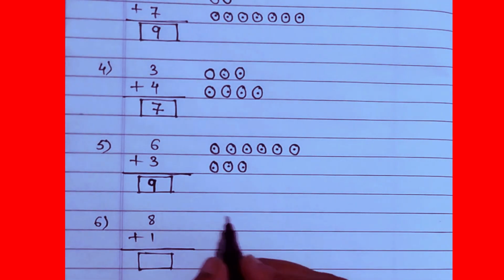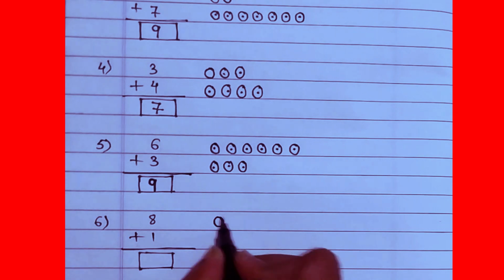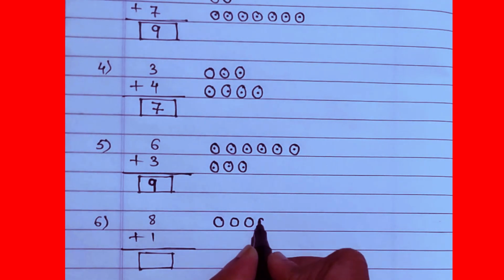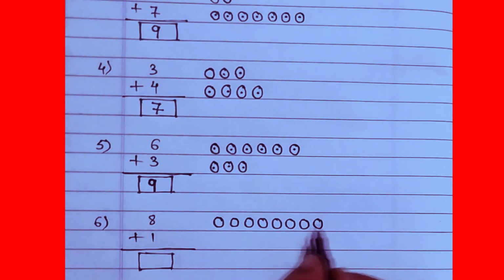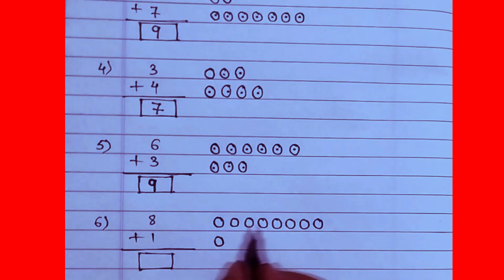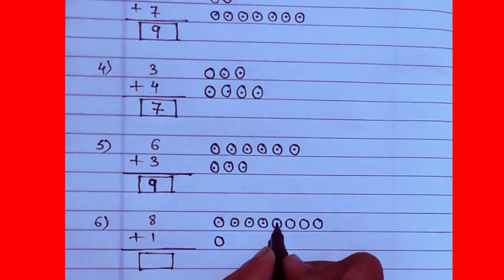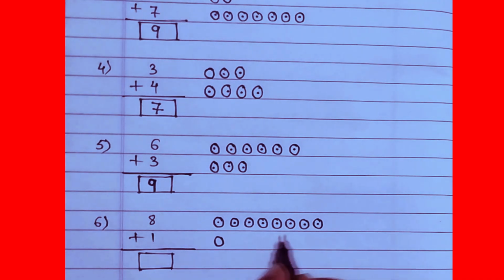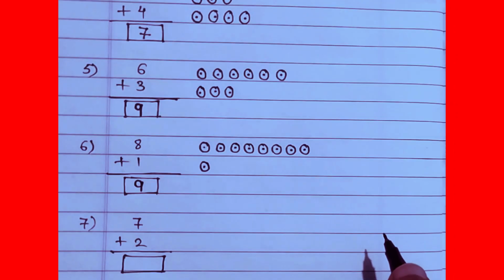Sixth example, 8 plus 1. Draw here how many beds? 8 beds. 1, 2, 3, 4, 5, 6, 7, 8 and here 1. Only 1. Okay, now count it together. 1, 2, 3, 4, 5, 6, 7, 8 and 9. Answer is 9. Write it into the bracket.